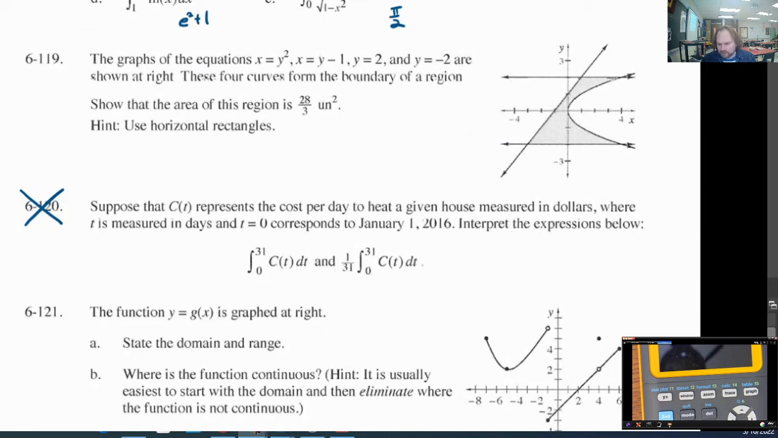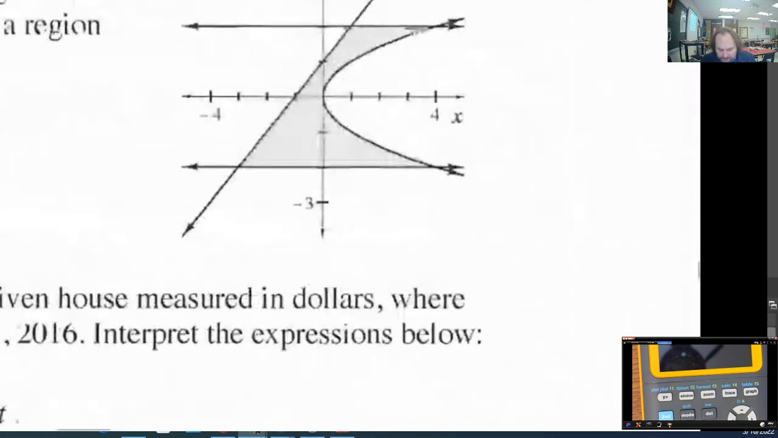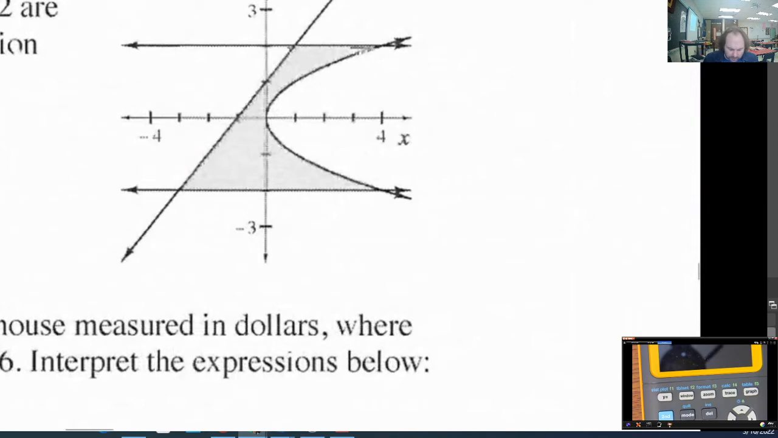So the hint given to us is to use horizontal rectangles, which we absolutely should do, because vertical rectangles would be a complete nightmare. Because the thing is, right about this point, the functions start switching up into different chunks. It's much easier to divide this into horizontal rectangles, because each horizontal rectangle will be a consistent subtraction problem.